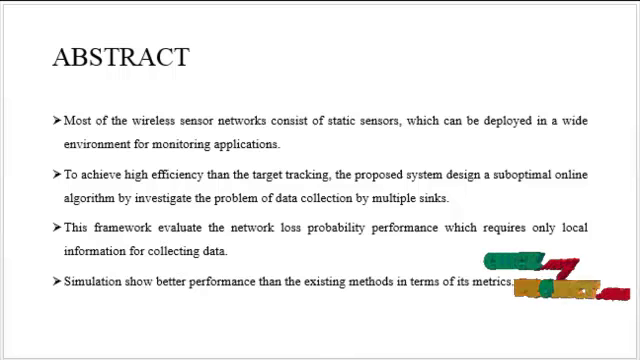In this project, we investigate the problem of data collection by multiple sinks and design a suboptimal online algorithm via the primal dual approach, requiring very little prior information. We theoretically derive the competitive ratio of the online algorithm and further improve it by finding the optimal sink location with an approximation ratio. We also analyze the computational complexity of the improved approach.